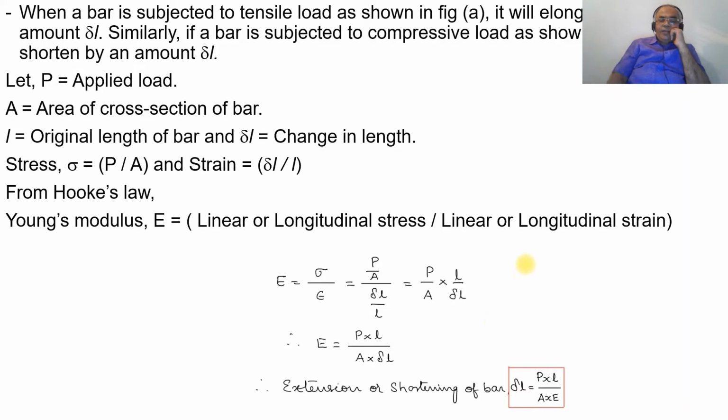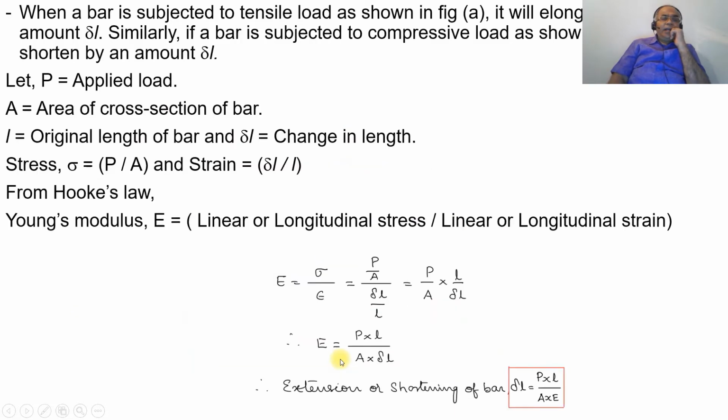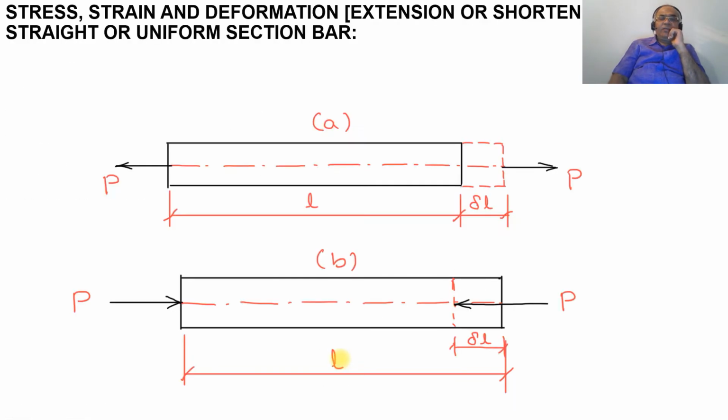Naturally, capital A is the area of cross section of the bar. Small l is the original length of the bar. This is the small l, the original length of the bar. And delta L is the change in length. So this length is delta L, which is the extension, and this is the delta L, which is a reduction due to the compressive load. Extension is due to the tensile load.